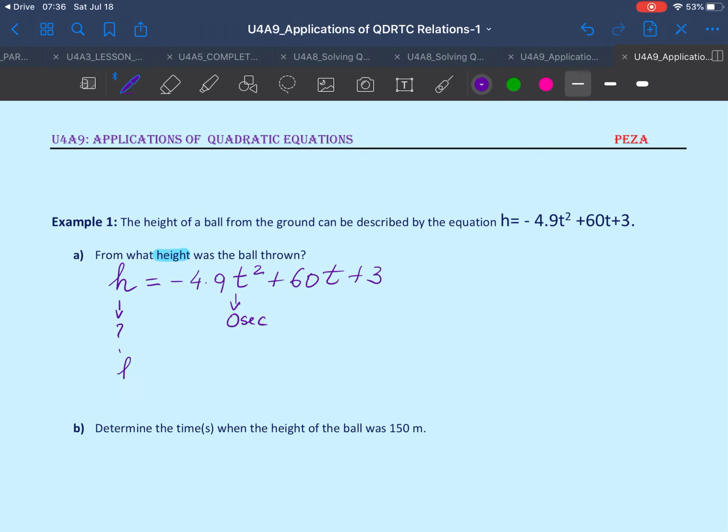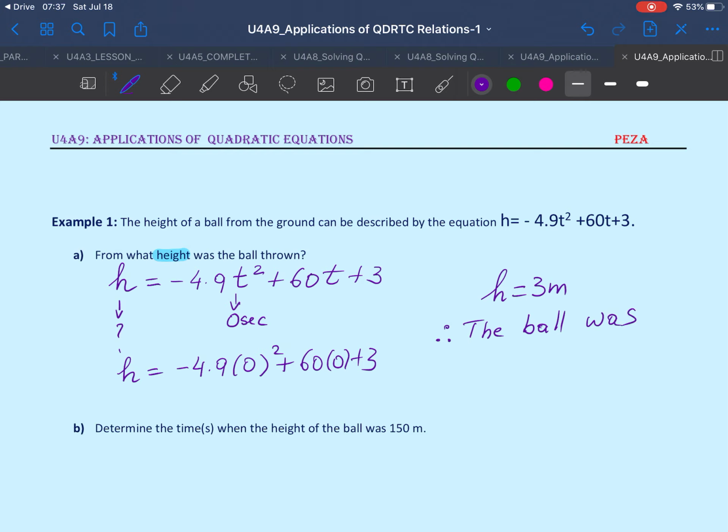And we're going to say that in order to find the height, we simply have to substitute time by 0. So negative 4.9 times 0 squared plus 60 times 0 plus 3 will give the height of 3 meters. Therefore, we're going to say the ball was thrown from a height of 3 meters.